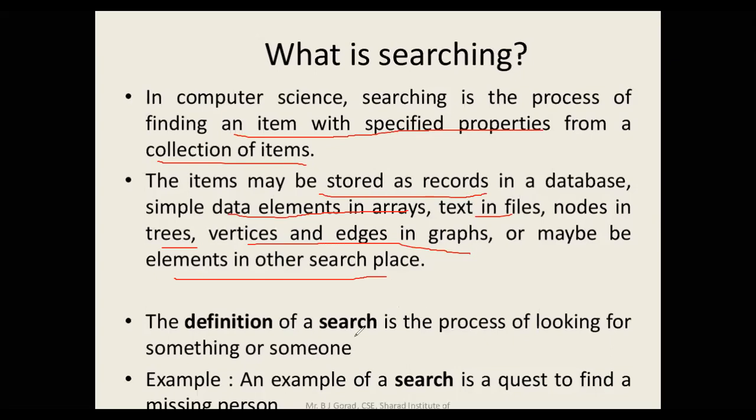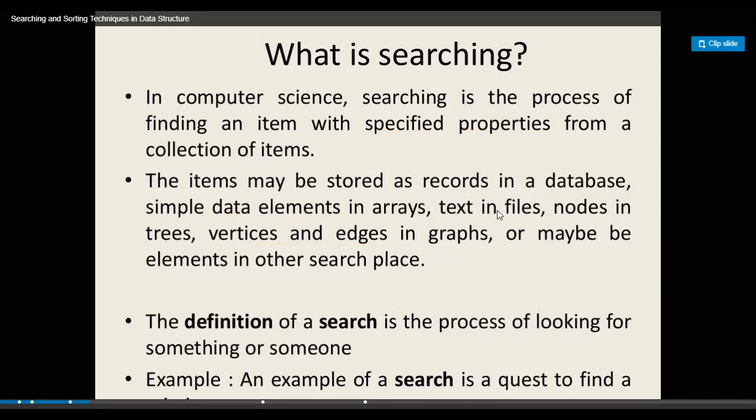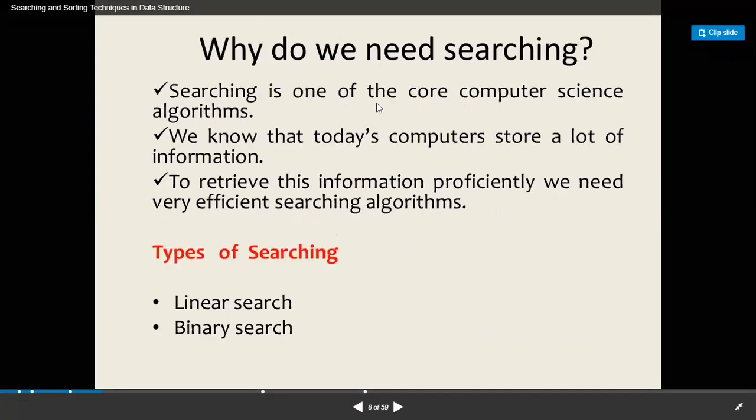The definition we have talked about is the process of looking for something or someone. An example of search is a quest to find a missing person. So this is the definition of search. Now, why do we need searching? Searching is one of the core computer science algorithms. So basically, this is very important.